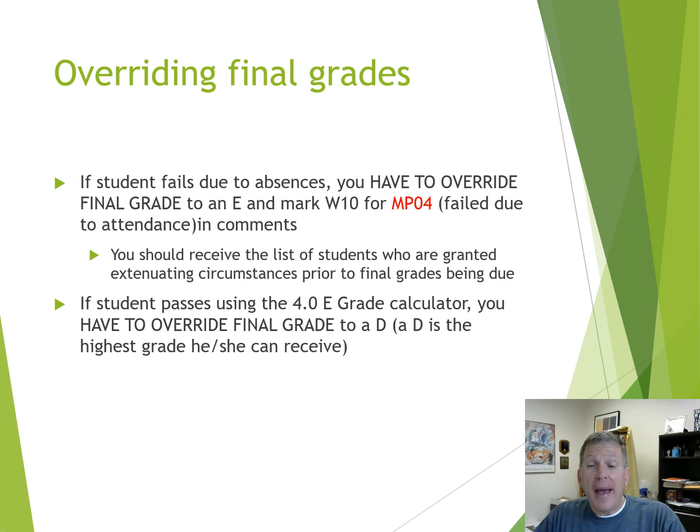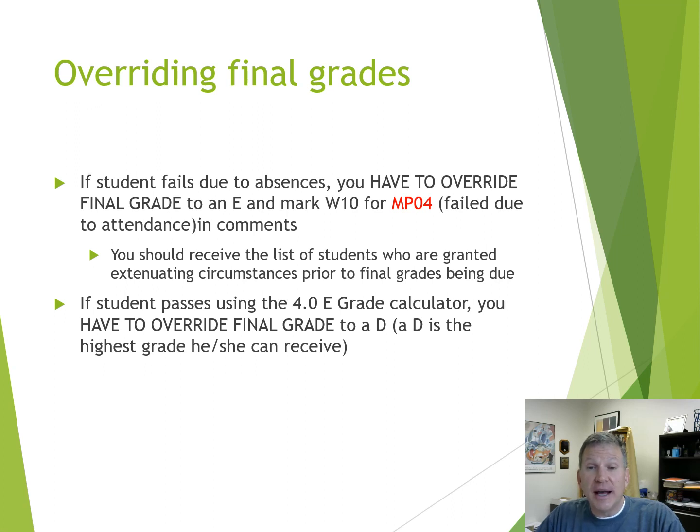For students who pass your class numerically, but they fail because of attendance, you would need to override the final grade to an E and mark comment W10 for marking period 4, which is failed due to attendance. You should be receiving the list of students who are granted or denied extenuating circumstances probably a couple days before January 30th. So it's very important for you to look at that information.